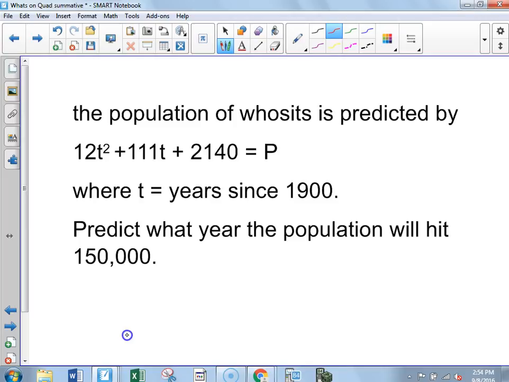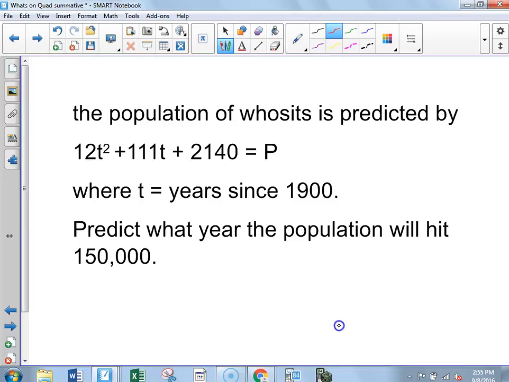The population of Hoosits is predicted by this crazy formula, where T is time since 1900, years since 1900. Predict what year the population will hit 150,000. We could do that algebraically. Does that sound really fun? Put in P equals 150,000, subtract, and do the quadratic formula with really ugly, disgusting numbers, right? Pass. Let's go with graph it.